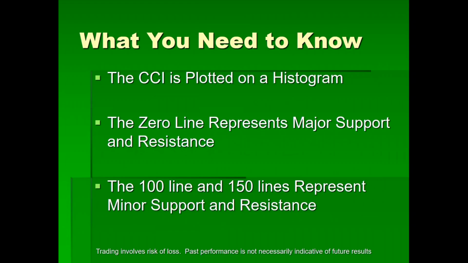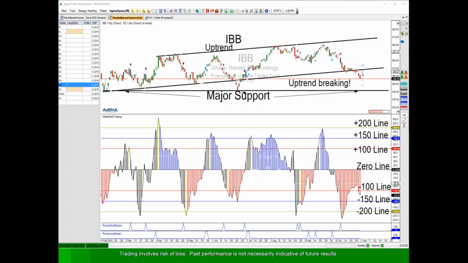Here's what I think you need to know as a visual trader. I'm going to show you a chart. The CCI is plotted on a histogram. The zero line in that histogram represents major support and resistance. The 100 line and 150 line represent minor support and resistance. So here we go. IBB. We see, drawing the lines, hey, we're in an uptrend. Now, look down at the indicator. I've made the indicator pretty big this time.